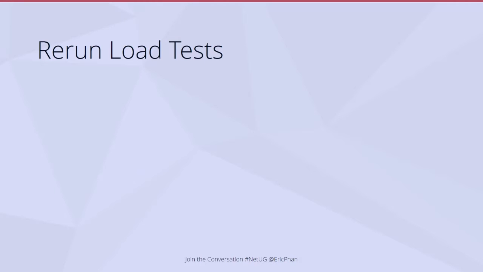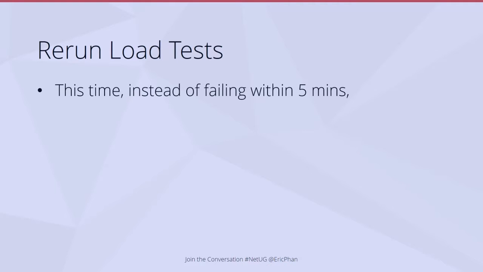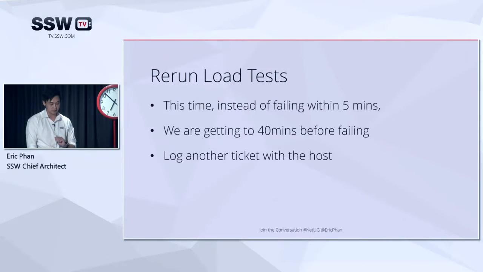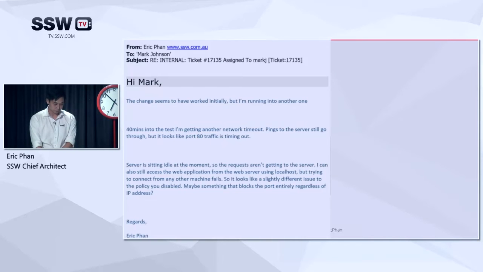All right, so figured out the problem, reran the load test after getting them to turn off that DDoS protection. This time, instead of failing within 5 minutes, we're getting to 40 minutes. So we're making some progress. So we log another ticket with the host. Again, this is just serving that single image, so there's no reason why it shouldn't be handling that sort of traffic.